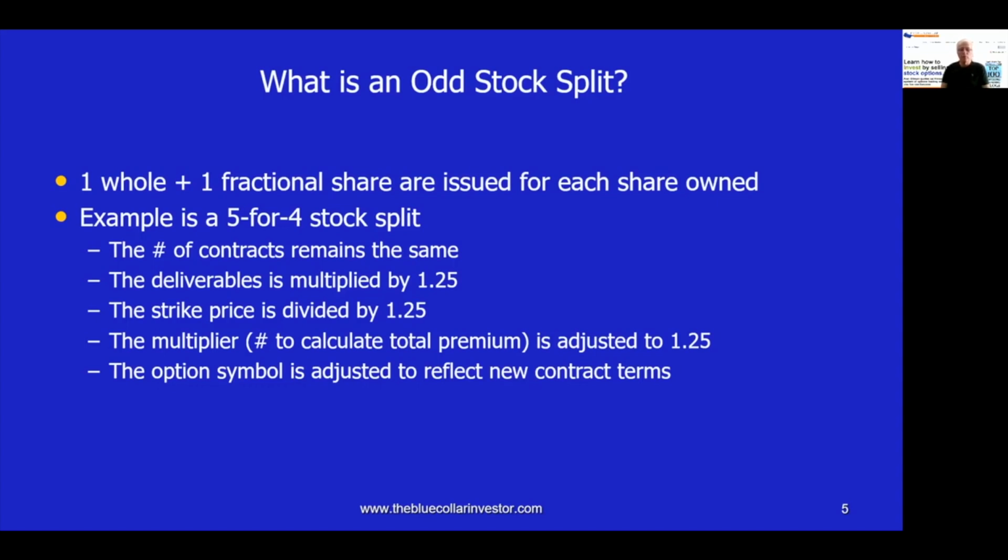The deliverables per contract is multiplied by 1.25, and the strike price is divided by 1.25. So we have per contract more shares delivered, and the strike price is actually going to be lower. Once again, since the factor is the same, we are made whole. The multiplier to calculate the premium is also adjusted to 1.25. The option symbol is also adjusted to reflect new contract terms.